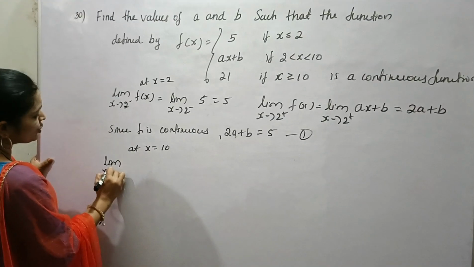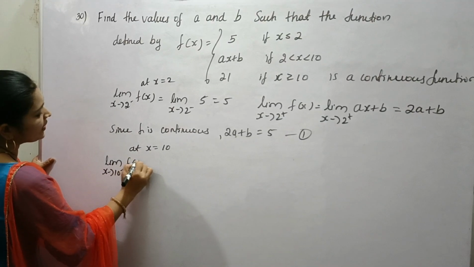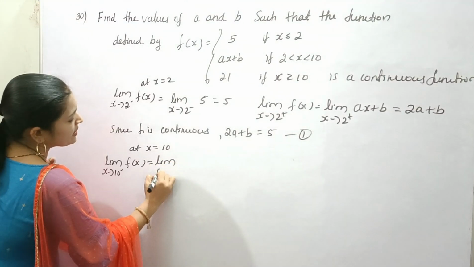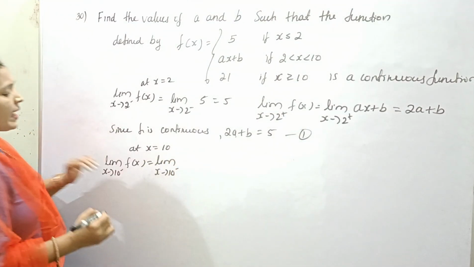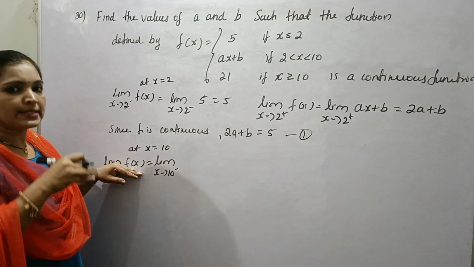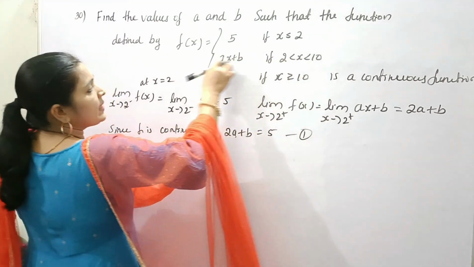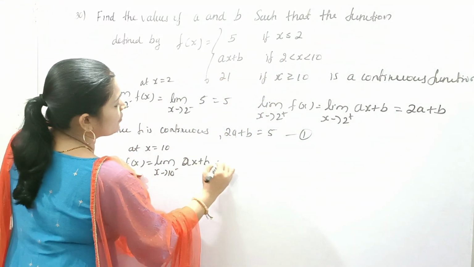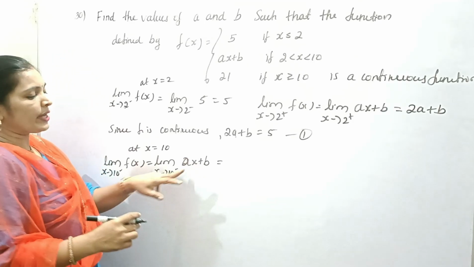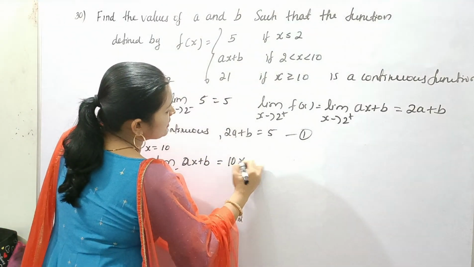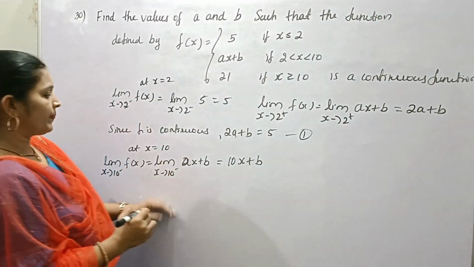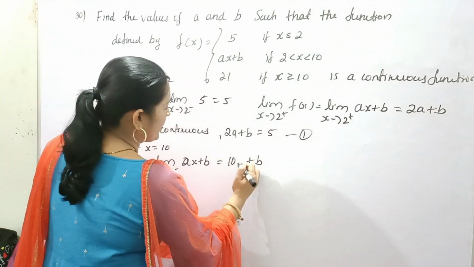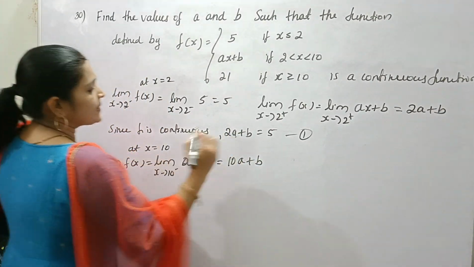Limit x tends to 10 minus f of x: 10 minus means x less than 10, the function is ax plus b. Here substitute x is equal to 10, so the limit is 10a plus b. Next, right hand limit.